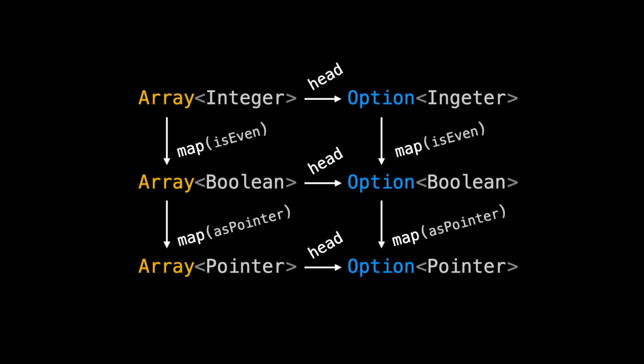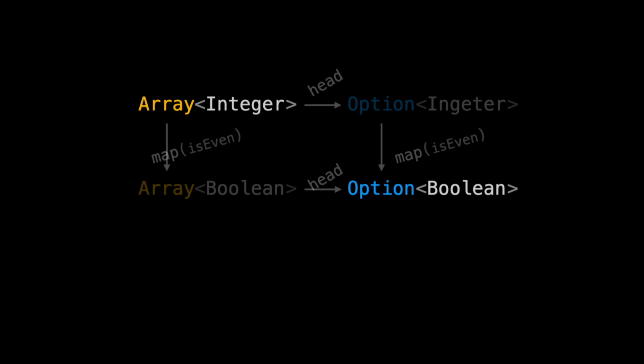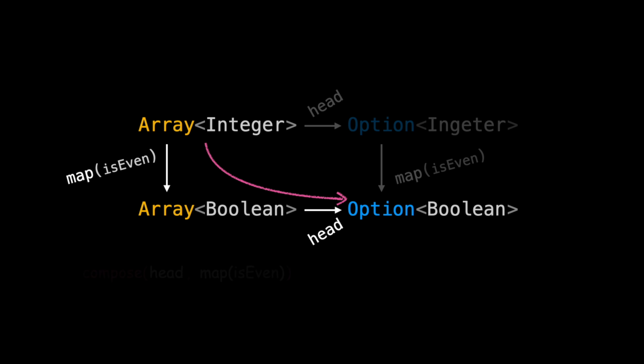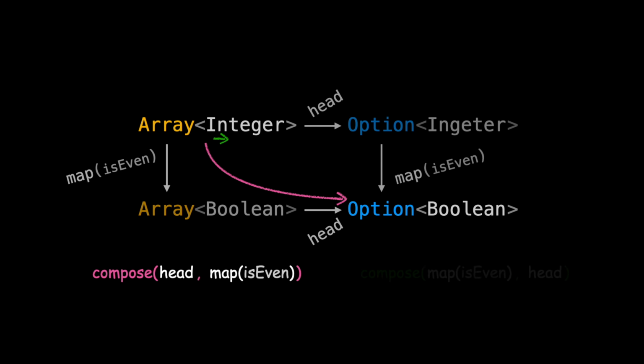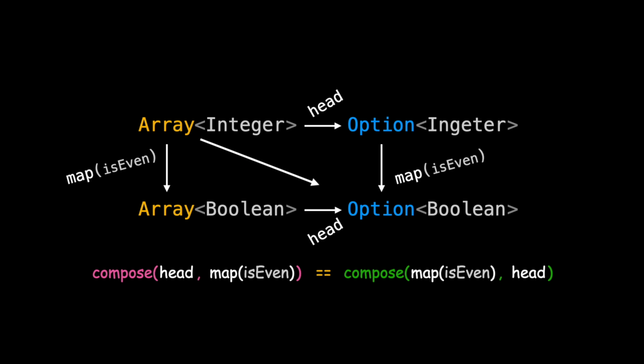Sometimes there may be multiple ways to convert one type to another. For example, consider array of integer and option of boolean in this diagram. How can we convert array of integer to option of boolean? We can either apply map of is-even first and then our transformation function, or we can apply head first and then map of is-even. This creates ambiguity. Which composition is the correct one? We solve this ambiguity by saying if head is a natural transformation, then these two compositions should lead to the same function.